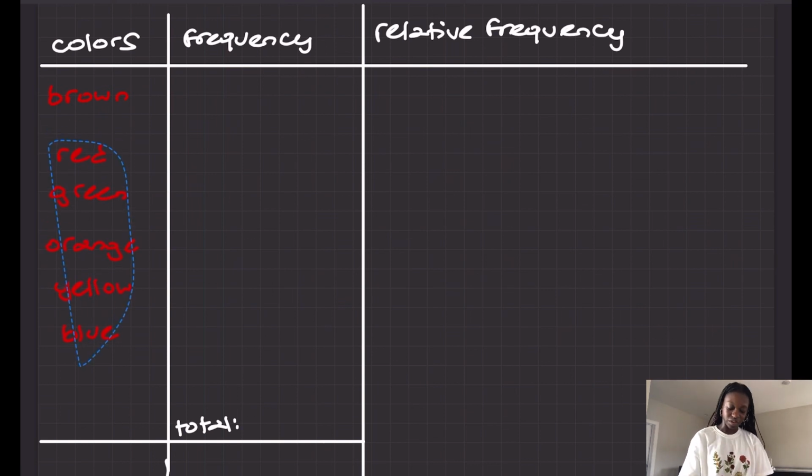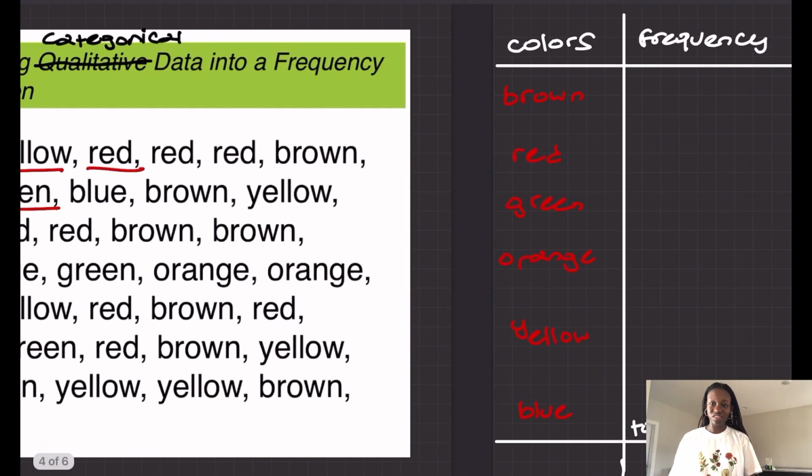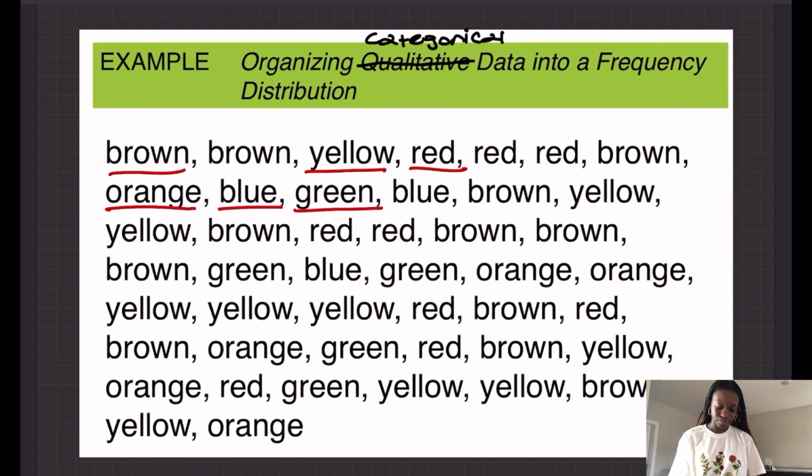Nice, okay. I'm gonna space these out a little bit more since I know that there's lots of space. Okay. Sorry, that's just me, I'm particular. Okay, so we have our 6 colors, and now we of course need to measure the frequency. So we're gonna start at the top with brown, and I'm gonna cross them out using my black marker.